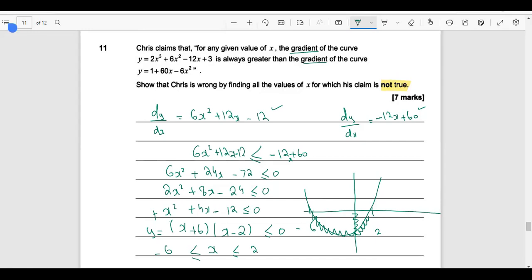So since we have some x values which exist for the other condition, that means his claim is not true, because he said always. Yes, for some x values his claim would be true, but not for every value. Not for all of them. Yeah, so not for these. Okay, so that is why his claim was wrong.